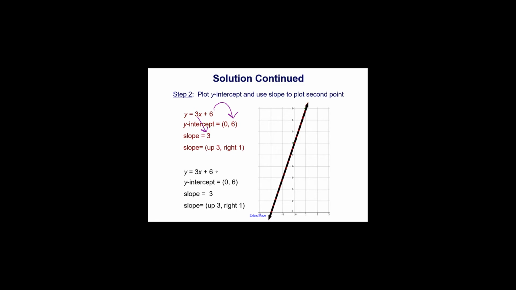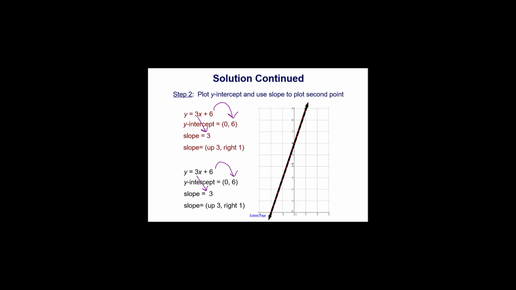Now the second line is also y equals 3x plus 6. So the y-intercept is 0, 6 from the value of b, and the slope is 3 from the coefficient of x. So from 0, 6, we're also going up 3, right 1, or down 3, left 1.